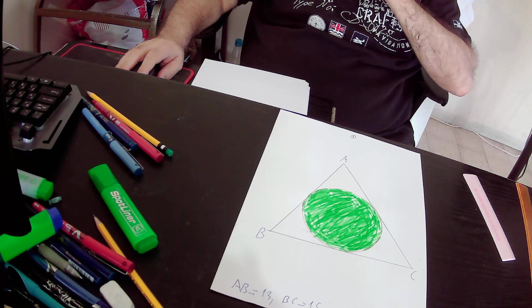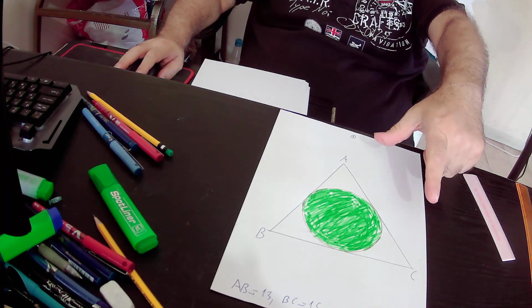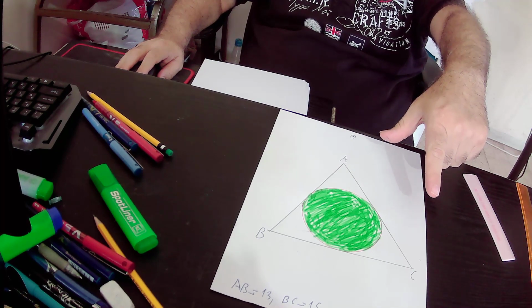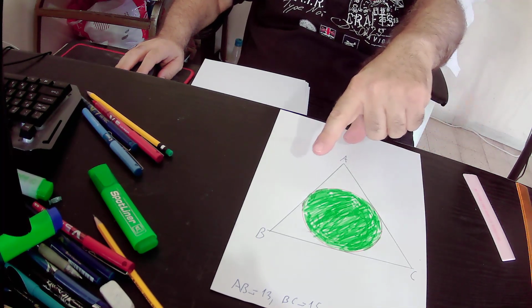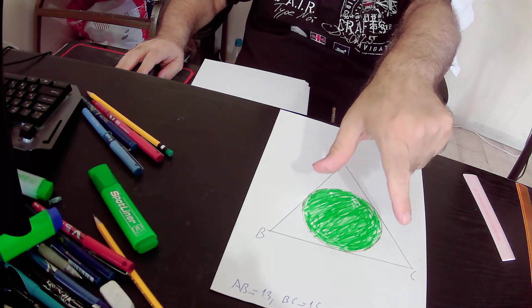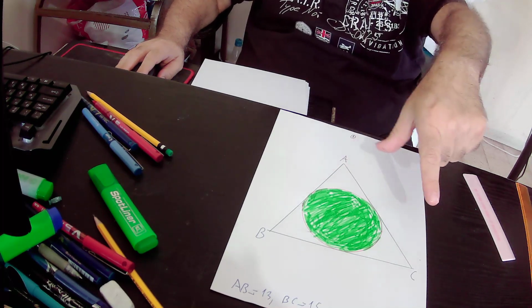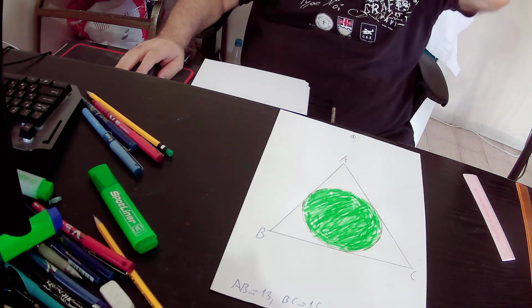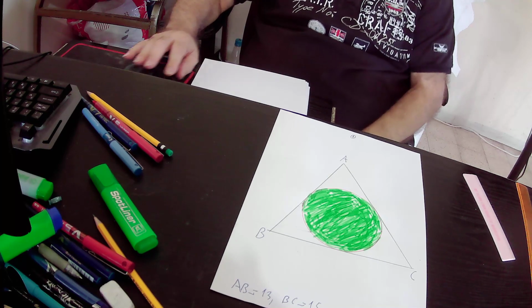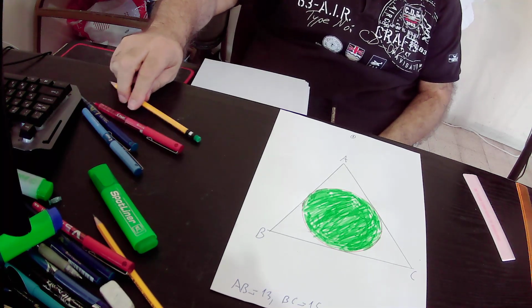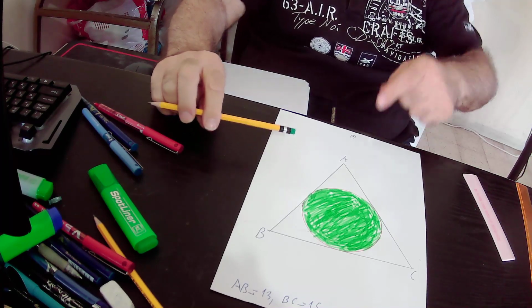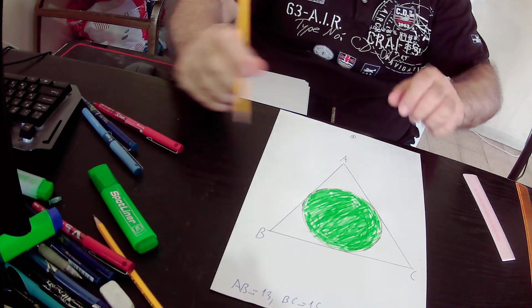and side AC of the triangle equals 13 units. Side AB equals 13 units, side BC equals 15 units, and side AC equals 14 units, and side AB of triangle ABC is tangent to the circle at this point.